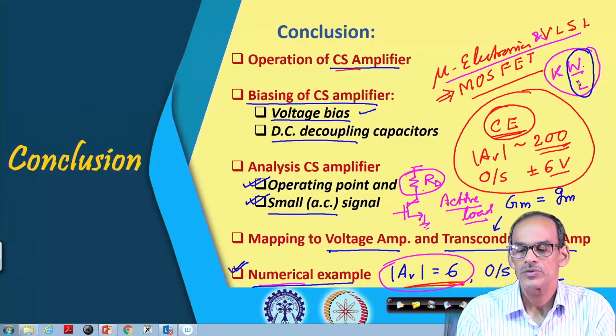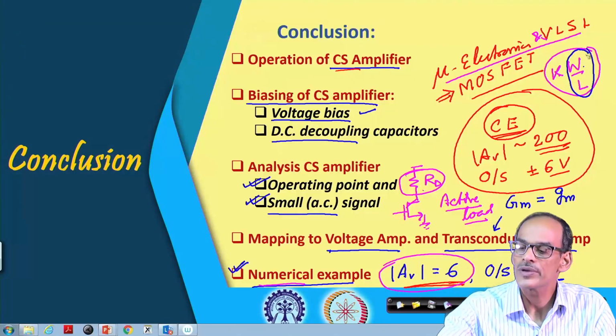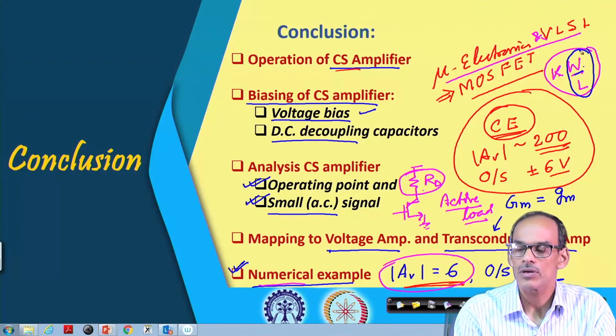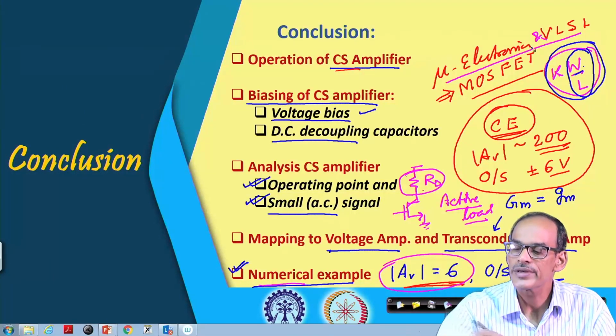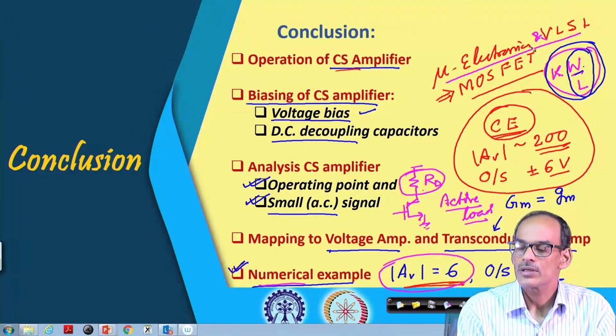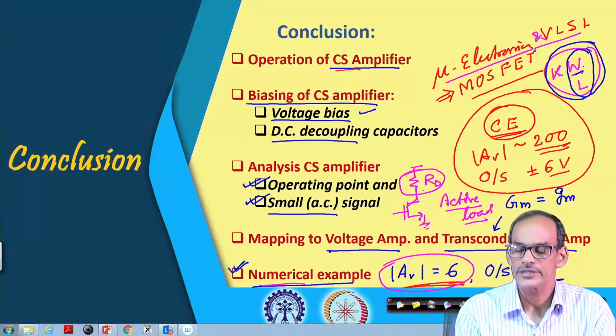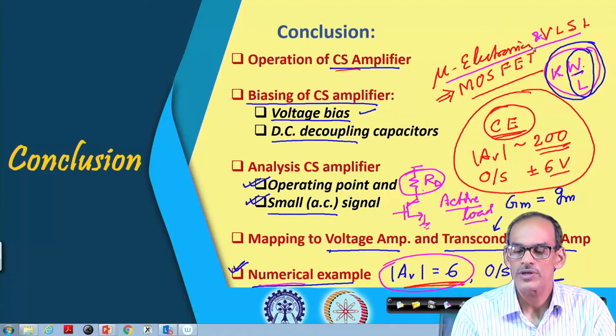Whenever we go for an advanced subject such as analog VLSI design, we will be dealing with variation of W and L, or rather how to select W and L of the devices. But in this subject, analog electronics, we assume that this entire quantity, namely K into W by L, is given to us, and then we proceed for design, namely selecting the different bias components and then the load.